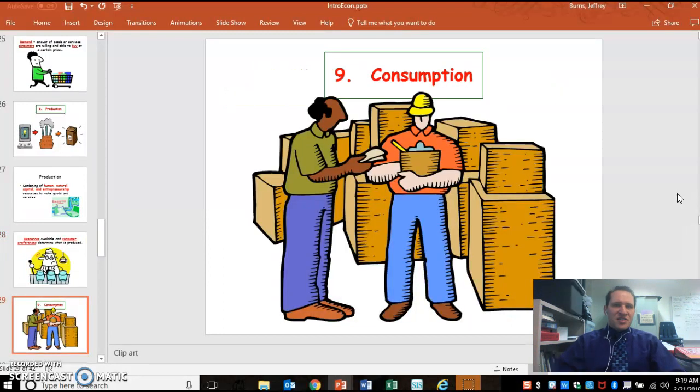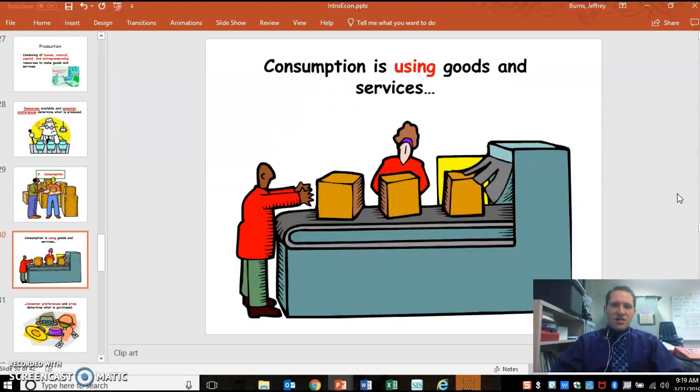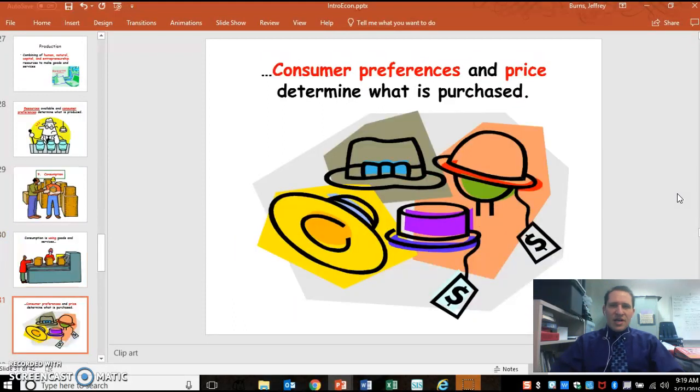All right, number 9 is consumption. Think of consuming, using, eating something. Taking our goods and services and using them. So that's the using of goods and services. That's what consumption is. And the two things that determine what is purchased or consumed are, again, consumer preferences, demand, and price. If something's too expensive, then fewer people will buy it if it doesn't meet that equilibrium price where supply and demand intersect in a market.